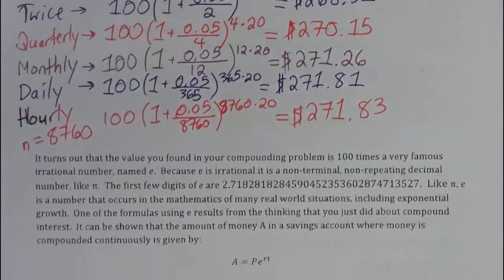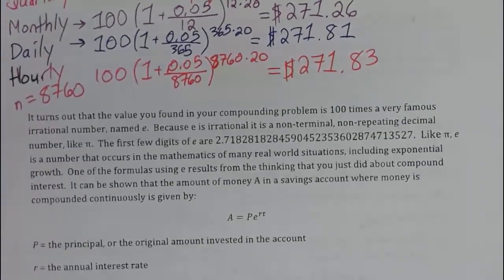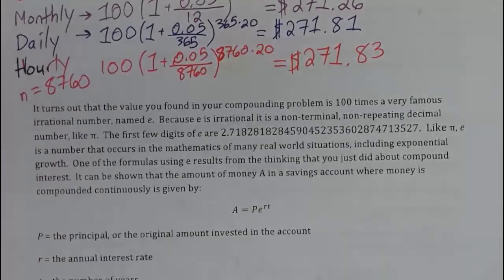So moving down the page here. If you want to pause and read through this for yourself, that'd be a good idea. So now, reading through together, it turns out the value you found in your compounding problem is 100 times a very famous irrational number named E. And that's what I'm talking about, the 271.83. If you divided that by 100, you get 2.7183, which you can see in this big, long number here. So E is irrational, and it's basically a constant, kind of like pi.